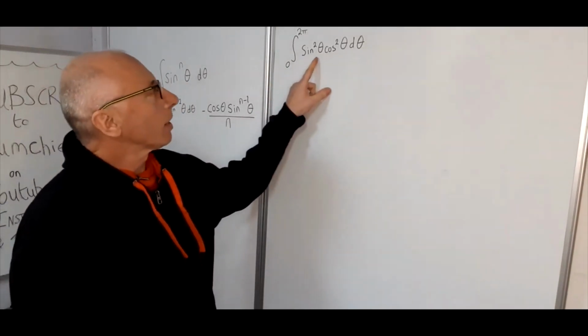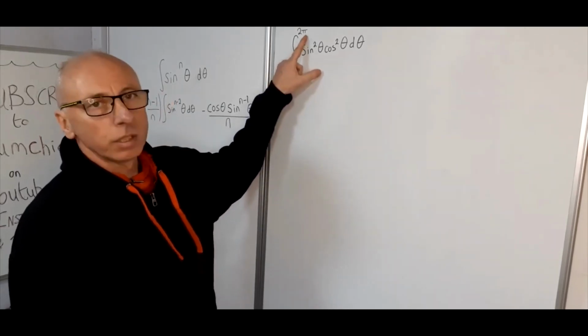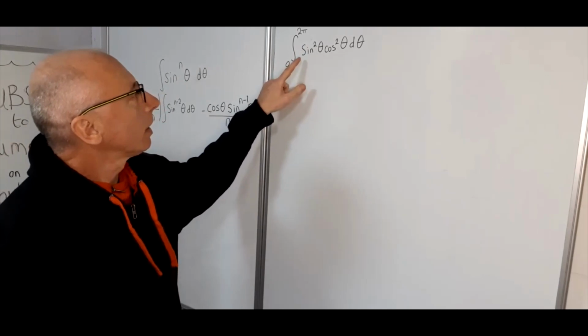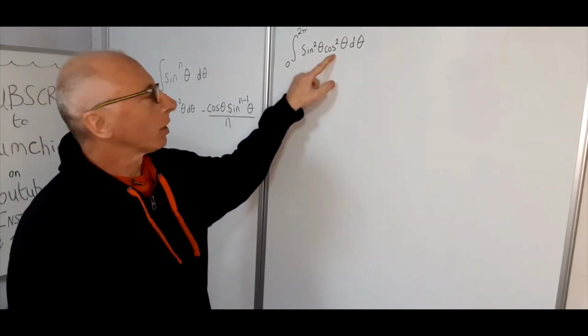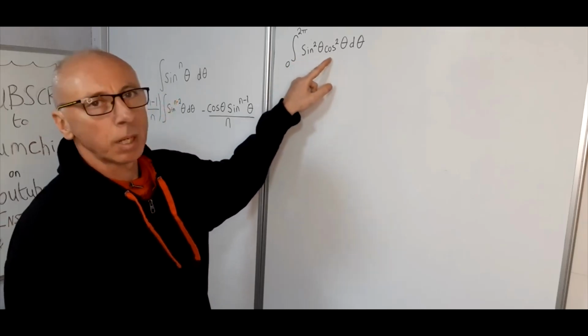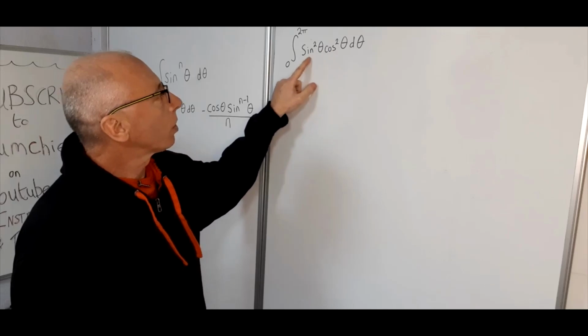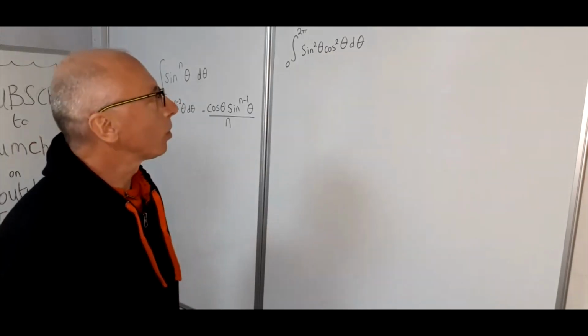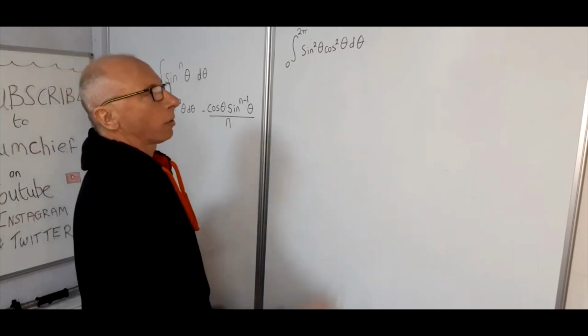So we're going to integrate sine squared theta cosine squared theta from 0 to 2 pi. Now we need to work out what we're going to do with sine squared and cosine squared. Integration by parts could be a good technique, or we could try to simplify this term using trig identities. Now we've got sine squared and cosine squared.